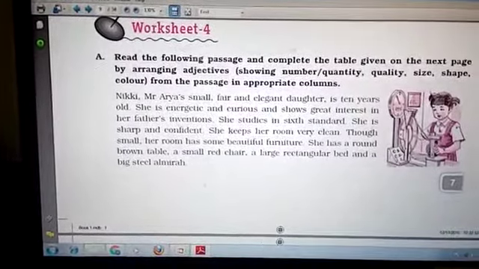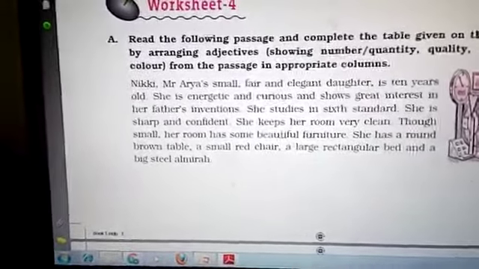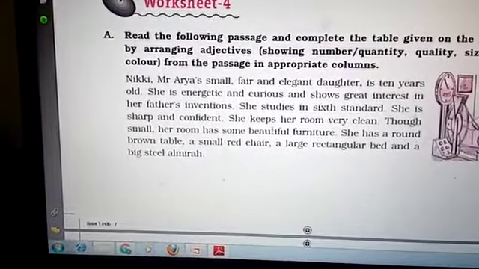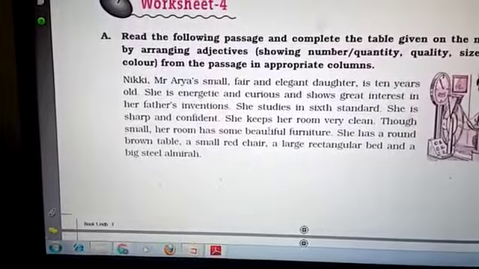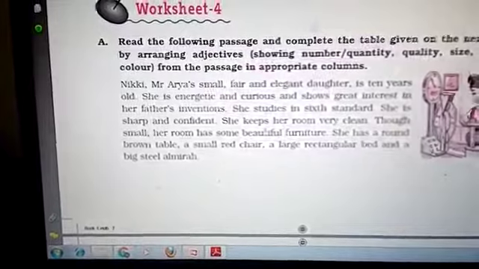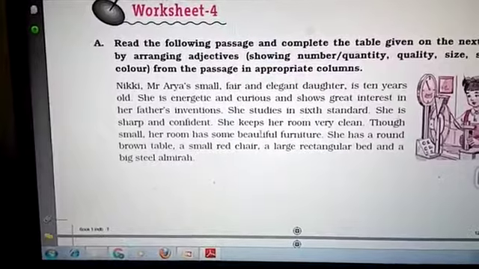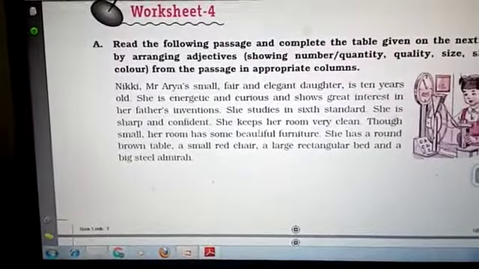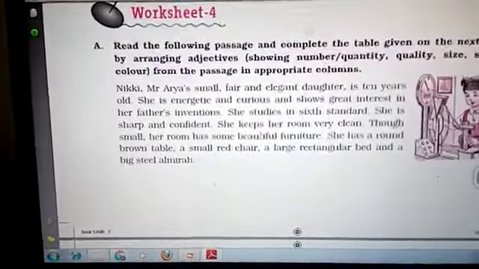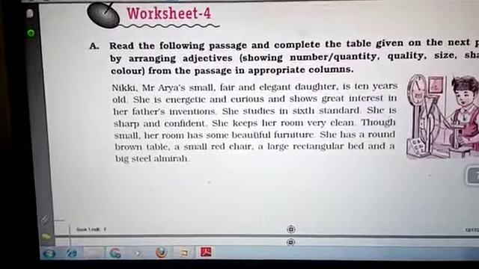Table is noun. A small red chair. Small shows shape and red shows color, which describe the noun chair. Large rectangular bed. Large shows shape. Rectangular shows shape also. Large shows size. Bed and a big steel almirah. Big shows size.